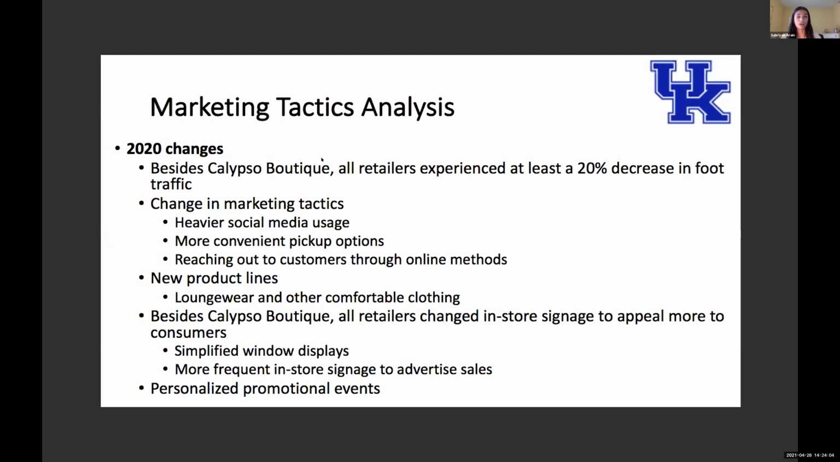And then there were new product lines. Each retailer decided to create loungewear and other comfortable clothing lines to further relate to the current lifestyle that many consumers were taking part in. And then besides Calypso Boutique, all retailers changed their in-store signage to appeal more to customers. So this included simplified window displays and posting more frequent in-store signage to advertise sales. And then personalized promotional events were also increased because these retailers wanted to further encourage customers to come in-store to shop.